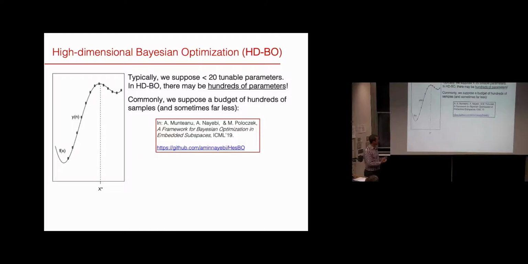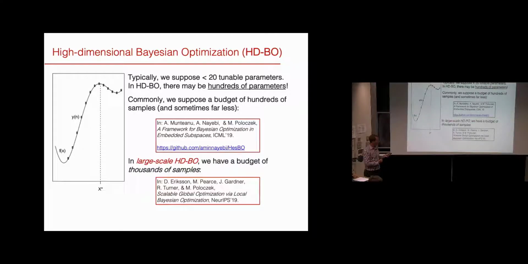But if that's not the case, if we have a large-scale HDBO problem, with a budget of thousands of samples, then we can actually do better. And this is a new paper with my team at Uber, Scalable Global Optimization via Local Bayesian Optimization, which was just accepted yesterday to NeurIPS this year. It will be a spotlight presentation. I will take the opportunity to talk about this work here with you, because I hopefully think you might find impactful applications in your field.